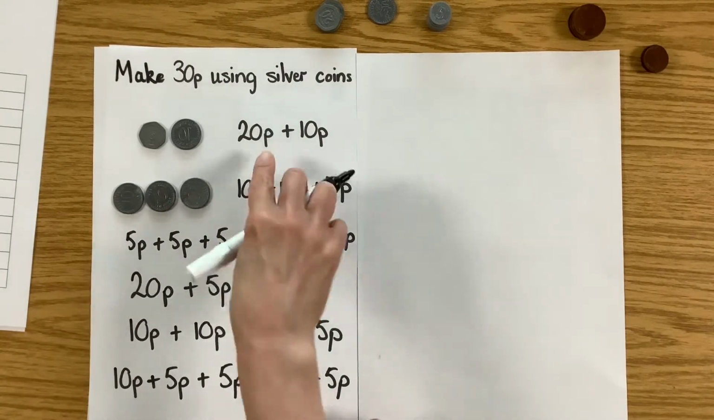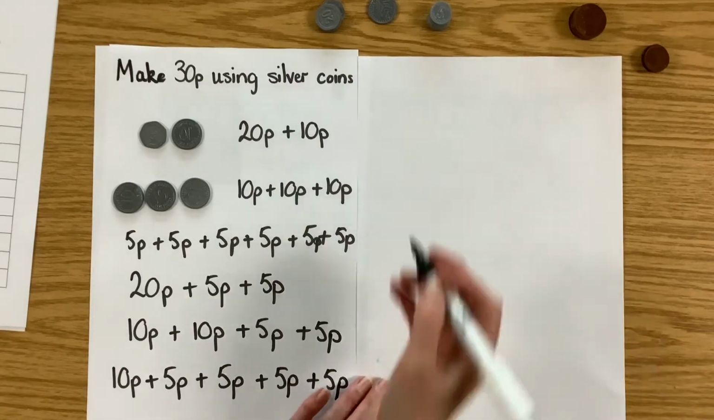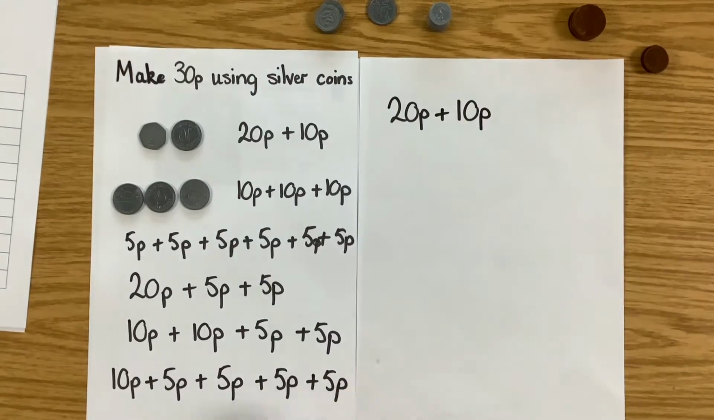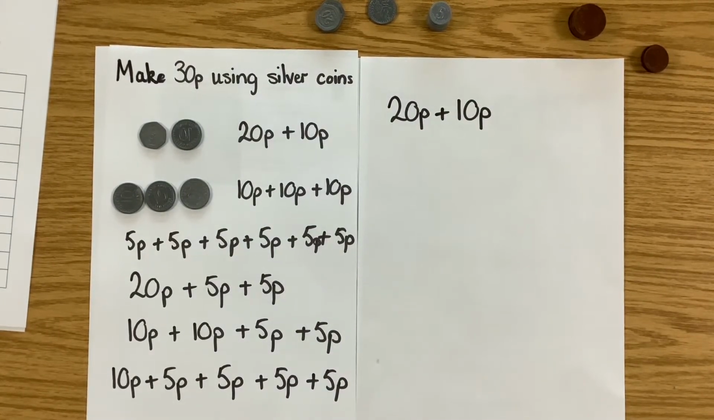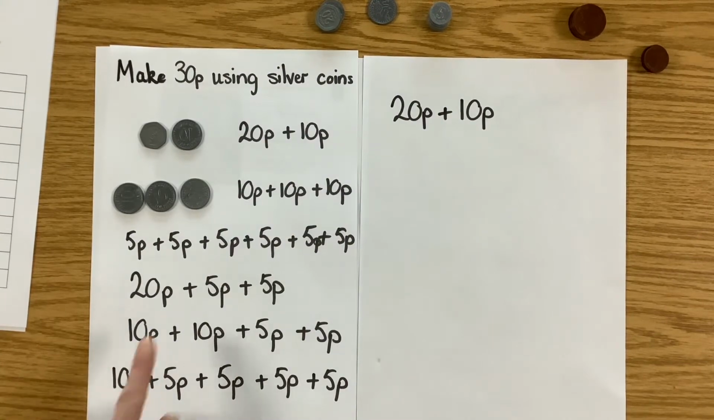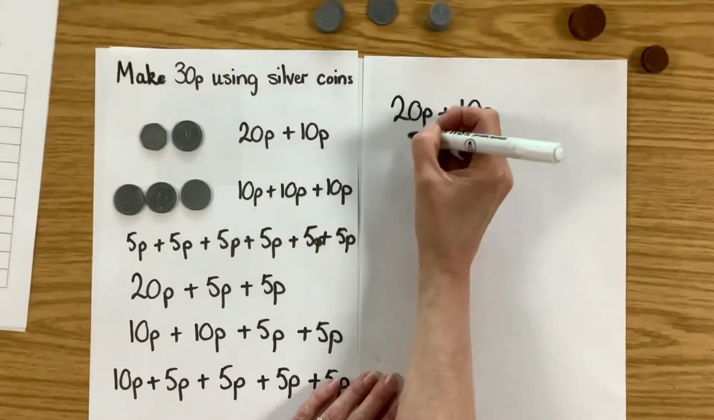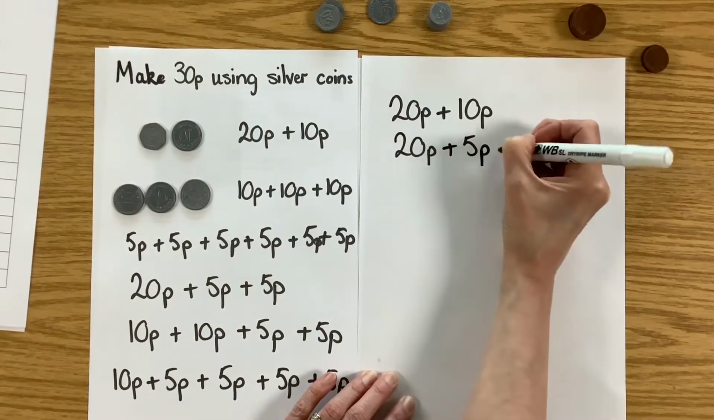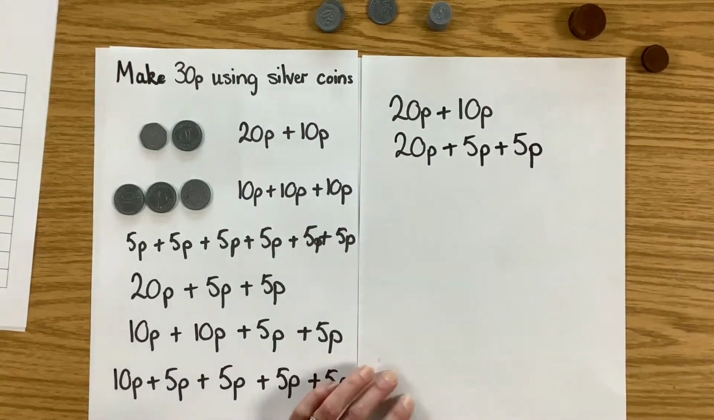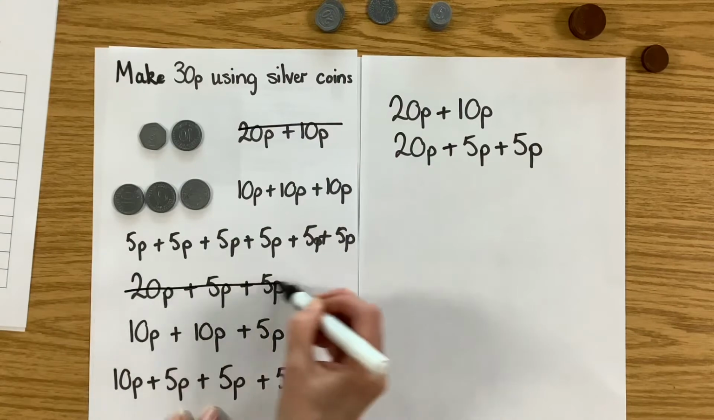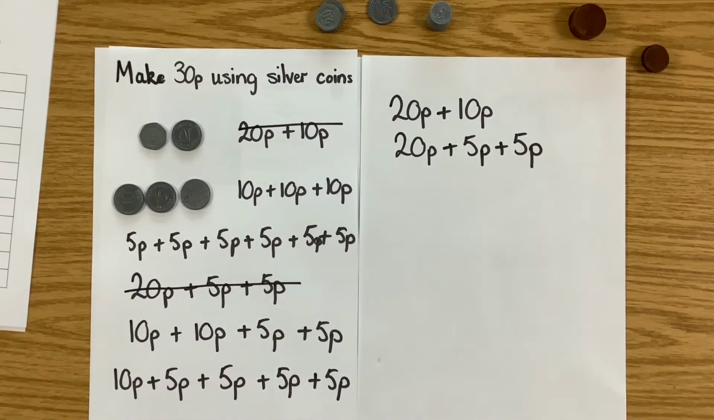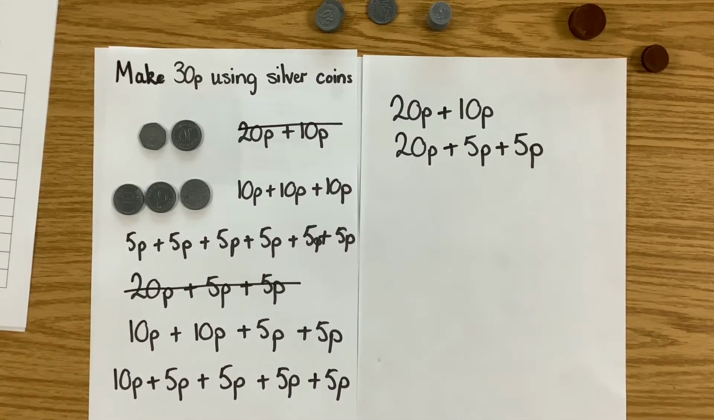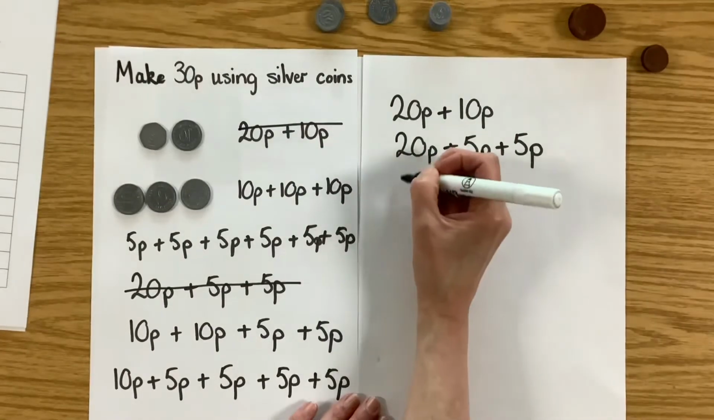So I'm going to go back to the first one. The easiest way to make 30p probably was that 20p and the 10p. Now, were there any other ways to make 30p using a 20p? Yep, there was one more, wasn't there? I could keep the 20p, but instead of using a 10p, I could swap that 10p for 2 5p's. So I've used up that one. I've used up that one. Were there any other ways that I could make 30p and start off with a 20p? No, there weren't. So let's go for a 10p at the start.